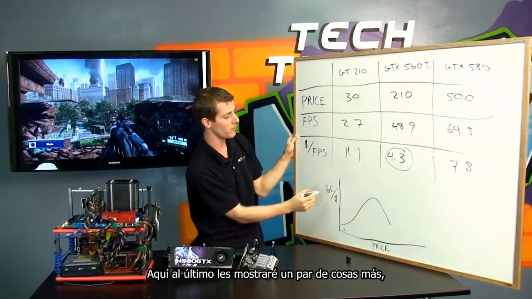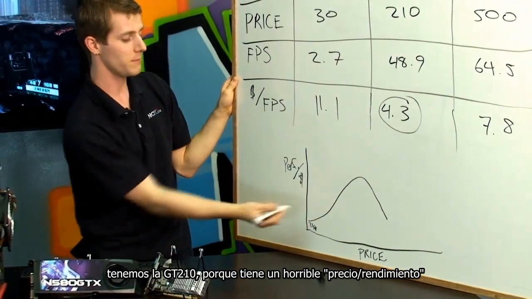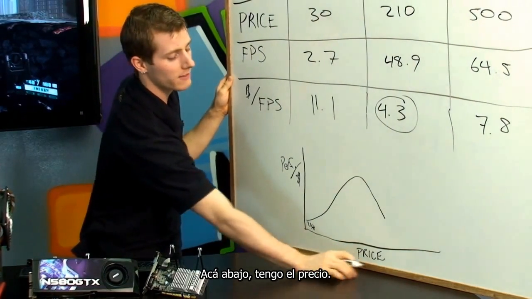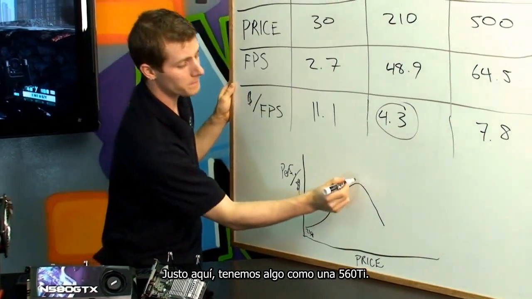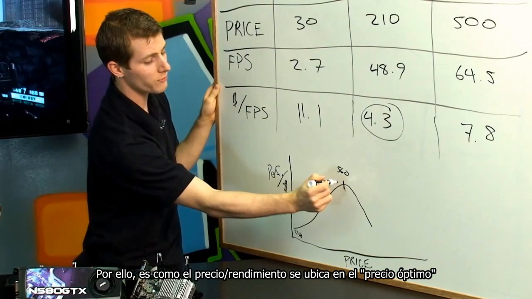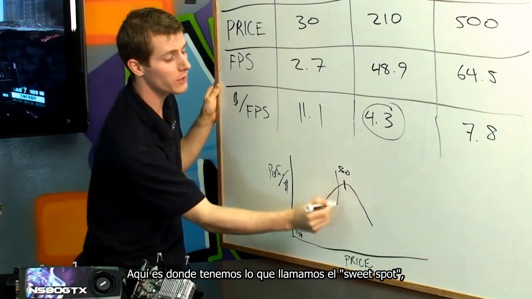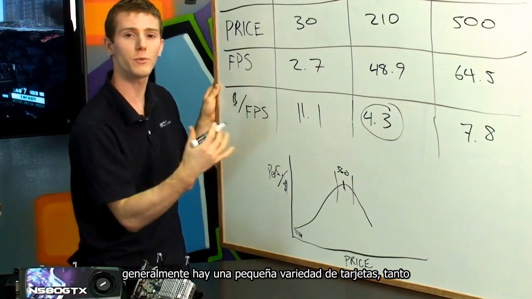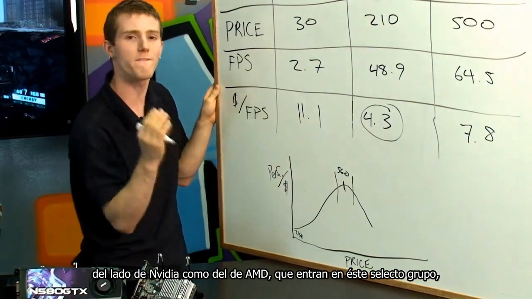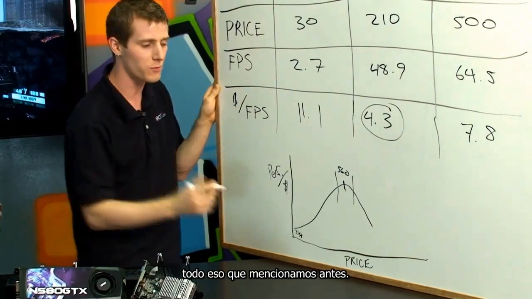So down here I'm going to show you a couple things. This is performance per dollar. So right around here at the bottom we'd have our 210 because it has horrible performance per dollar, but it's very cheap. Here on the bottom axis I have price. Right here we have something like a 560. So that is where we have the best performance per dollar and at the optimal price. So this is what's known right here as the sweet spot. There's usually a variety of cards from the NVIDIA side as well as the AMD side which fit in here, which are all fairly comparable in terms of their price to performance ratio. It comes down to features, coolers, all that kind of stuff we mentioned before.